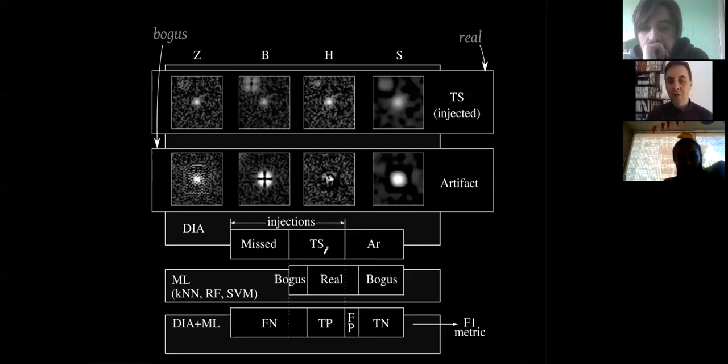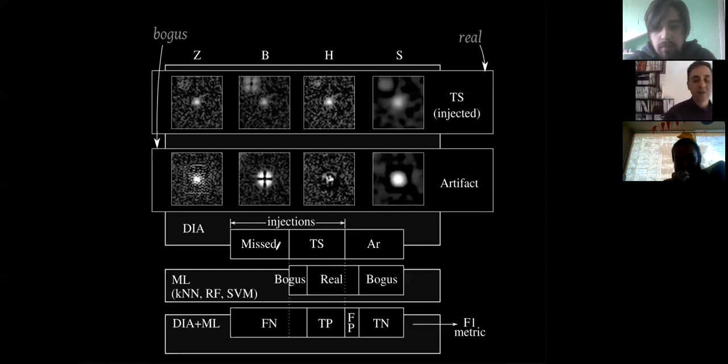These are the true positives. These are the false negatives. Okay, we should have identified this, but we did not. These are the false negatives, and the artifacts are the false positives. Okay? Artifacts are false positives, true sources are true positives, and missed sources are false negatives.